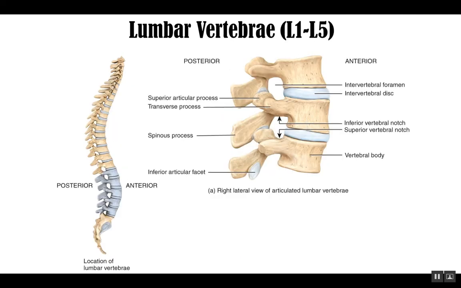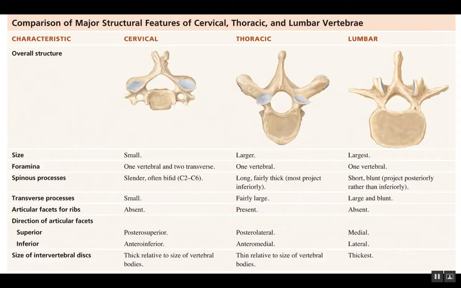Lumbar vertebrae are the largest, with more weight to hold, L1 through L5. So they're going to have large, thick bodies to bear that weight. They're going to have thicker intervertebral discs to help bear that weight. They're going to have shorter but blunt-ended spinous processes. And obviously they're going to be the largest of the vertebrae.